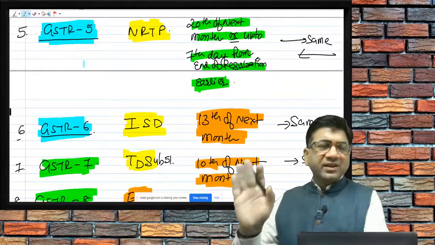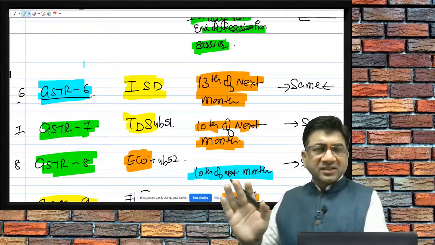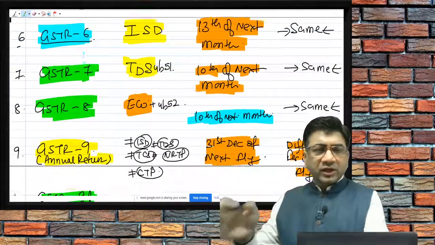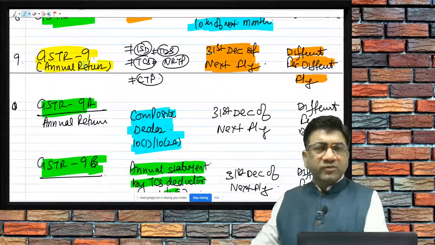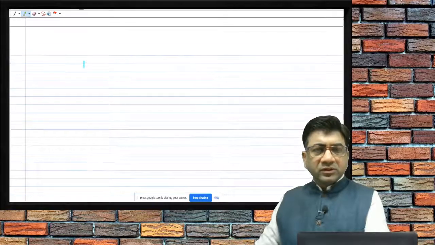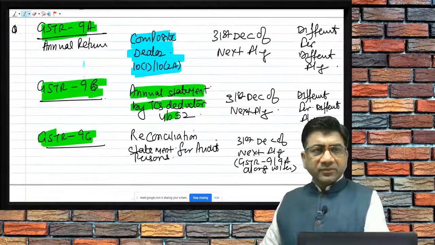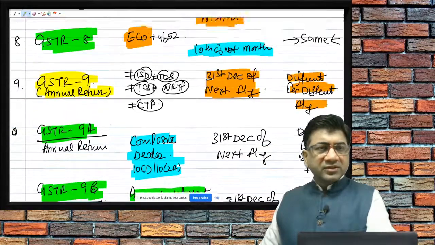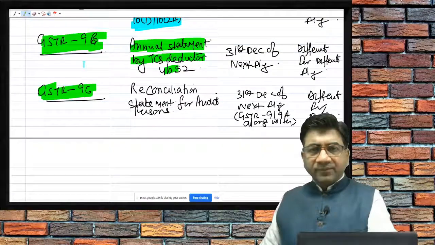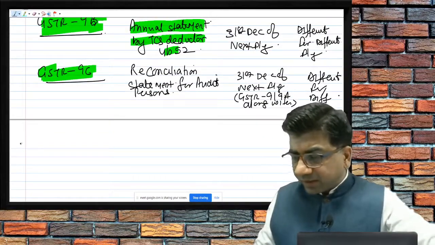ISD will be only filing 6. TDS deductors only 7 and 8. They are not required to file returns. Only a statement is required to be filed, and that too by 52. Now next is, this is your 9th point. Now 10th point.